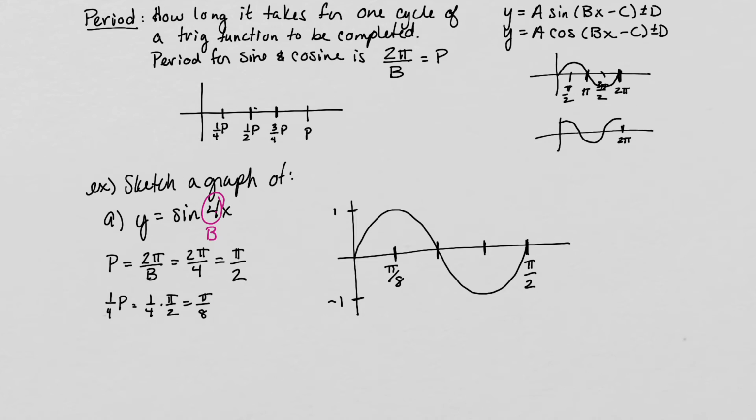Questions about how I got anything so far? Okay, the next spot is 1/2 of P. So 1/2 of P is going to be 1/2 times pi over 2, or pi over 4. So this next spot here is pi over 4.